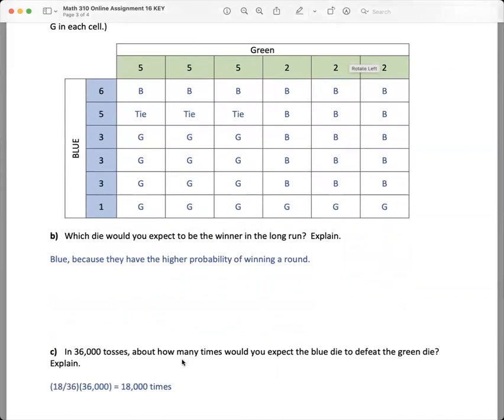Specifically, suppose you tossed 36,000 tosses. We can calculate a prediction of how many we would expect blue to get. And that would just be take the probability, which is 18 out of 36, 18 blues out of 36 total possible outcomes, and multiply that by the number of tosses. Do that calculation and you get 18,000.